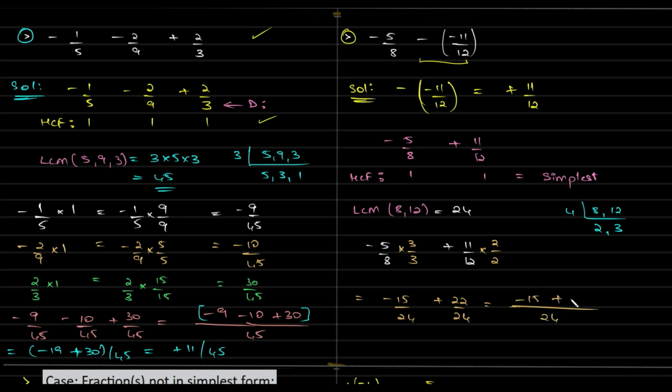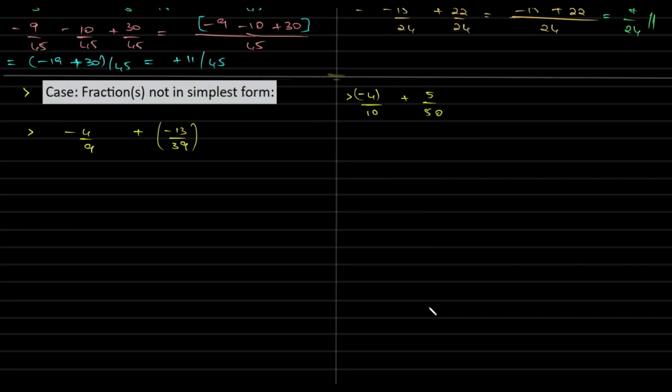Negative 15 plus 22 is your last but one step. Here we have to take the difference. Both of them being of different sign, we have to take the difference. And the difference is 7 by 24. And this is it. They are co-prime, so we have solved the required question.